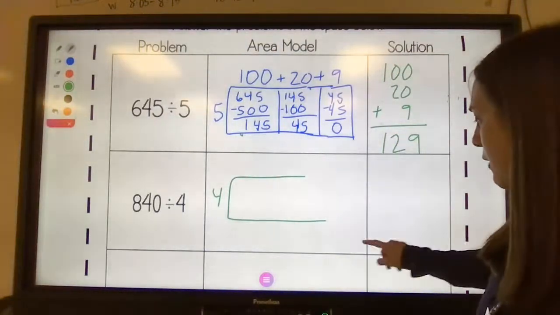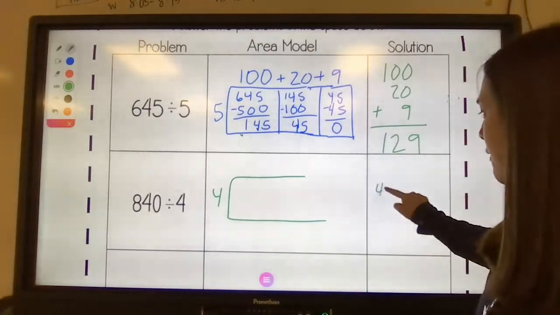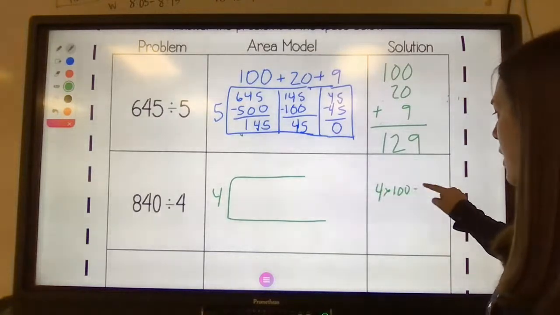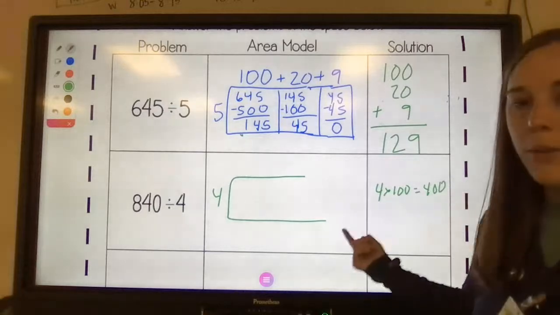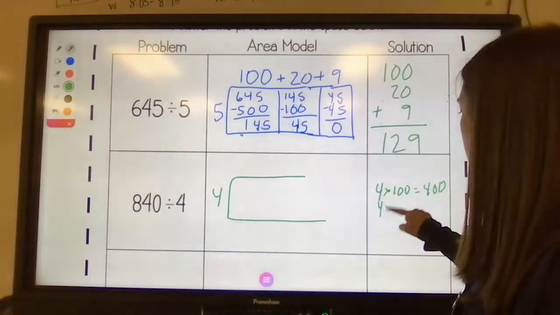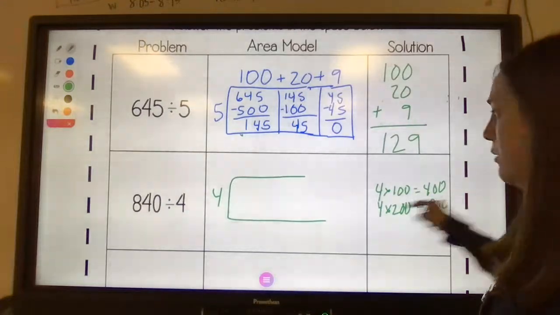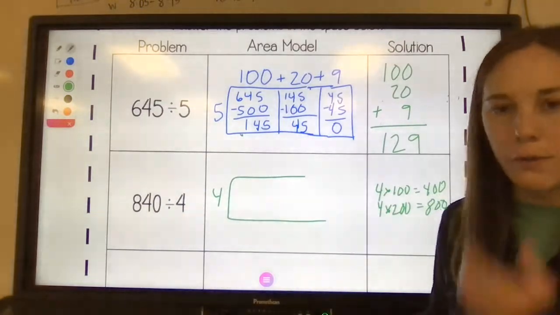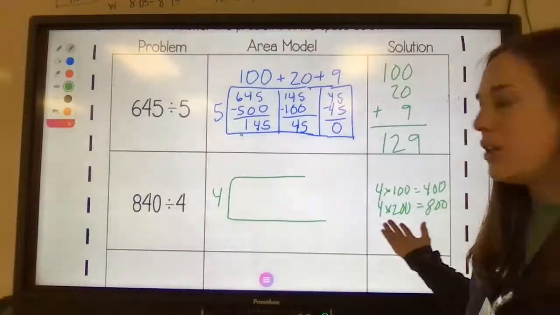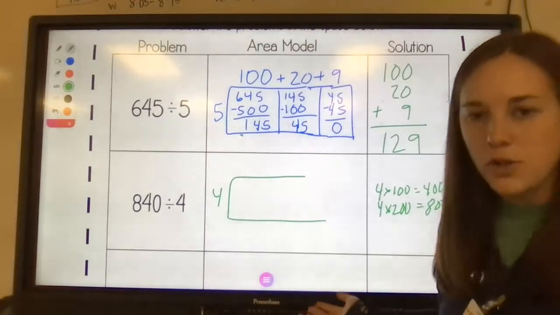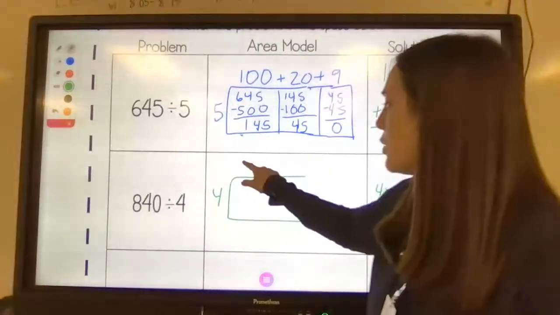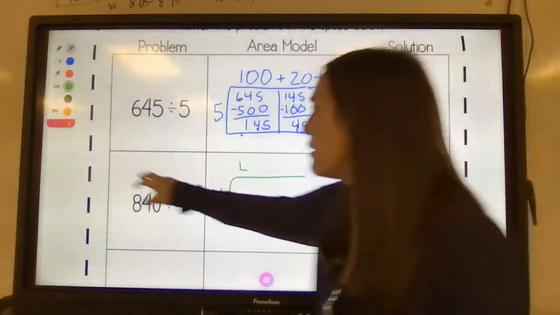I'll put my scratch work over here. I'm just going to have to erase it again. 4 times 100 is 400. If I go to the next one, 4 times 200 is 800, which is pretty close to 840. I should be able to tell pretty easily that 4 times 300 is going to be too much, so I'm going to stop at 200.